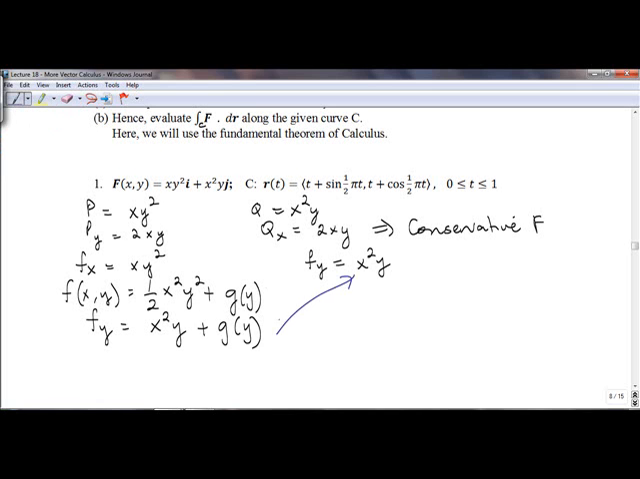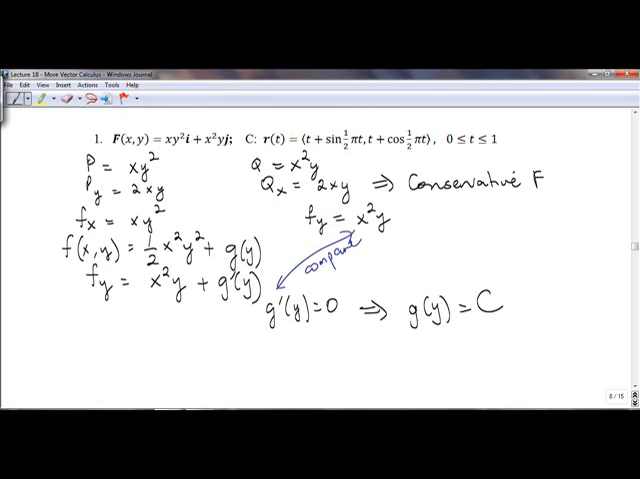Compare. So, G prime of y. Compare. G prime of y is 0. So this implies that g of y is c. So the potential function f of xy is a half x squared y squared, plus c.